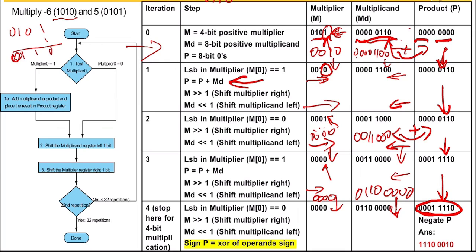Remember that the question was -6 times 5. So when we are done with this, we know that the answer should be a negative number, right? So we are going to negate this number. And how do we negate it? We're going to do the 2's complement, which means we're going to flip every bit: 1, 1, 1, 0, 0, 0, 0, 1. Then we're going to add 1 to it.